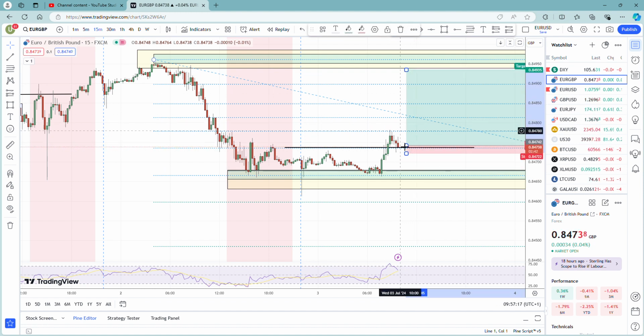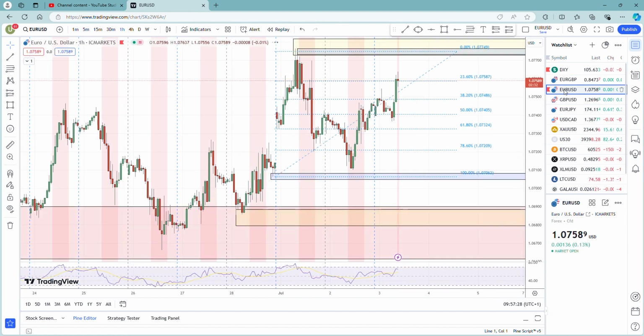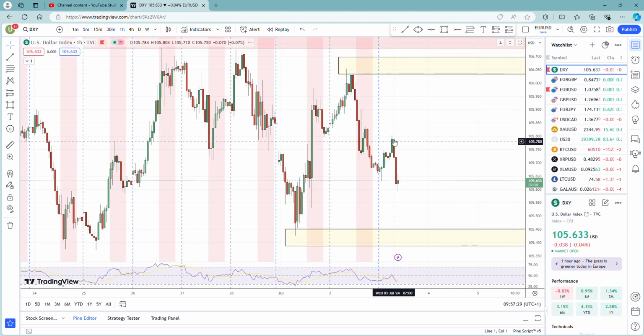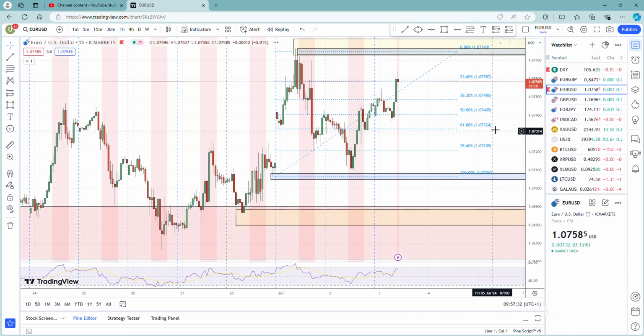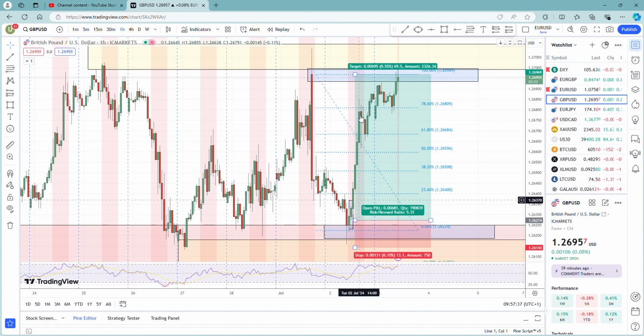It looks like it's potentially going down, retesting either this level here or this level. We'll wait and see. But that's a potential buy entry on EURJPY today. If we go into EURUSD, as I said, DXY is going down, which means there's buy trades on EURUSD and GBPUSD. That's yesterday's trade. If you see my previous video, you'll see how I made this entry here.